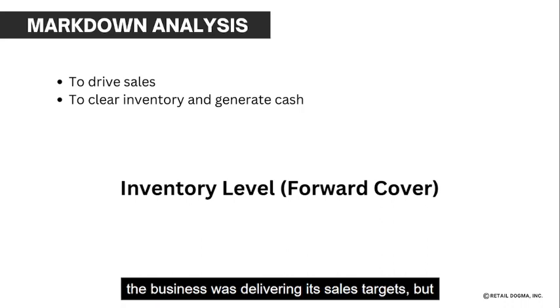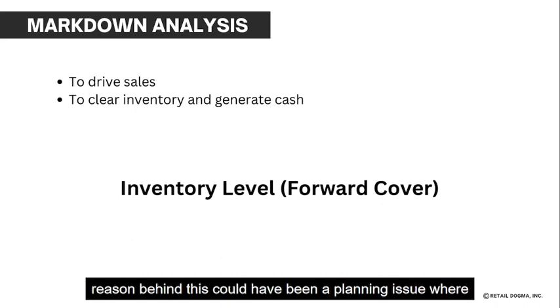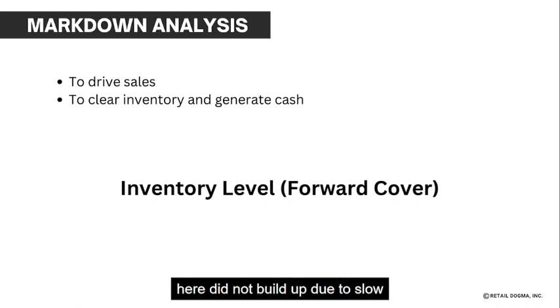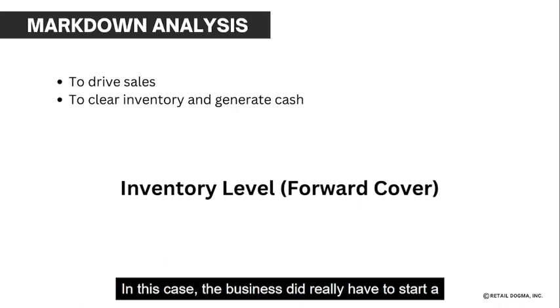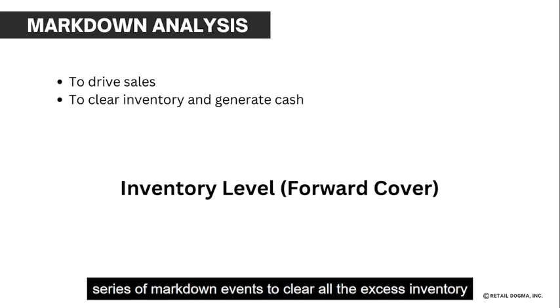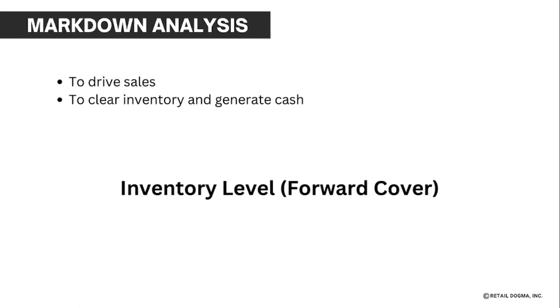Chances are the business was delivering its sales targets, but inventory level was higher than targeted. The reason behind this could have been a planning issue, where the business bought too much in the first place. So inventory here did not build up due to slow sales, but rather due to a planning error. In this case, the business did really have to start a series of markdown events to clear all the excess inventory on time and free up cash.